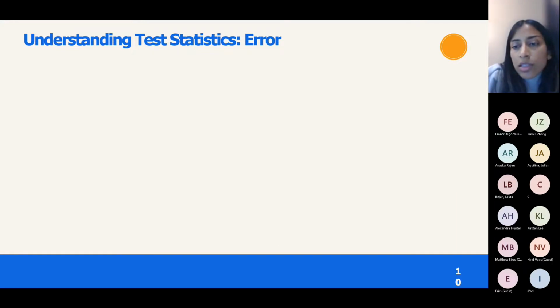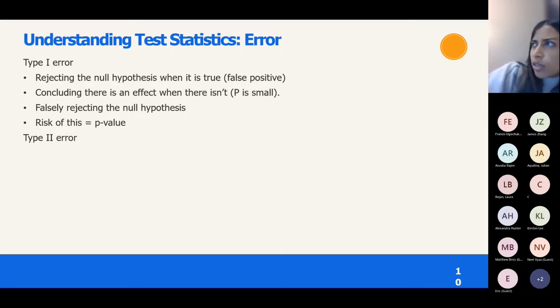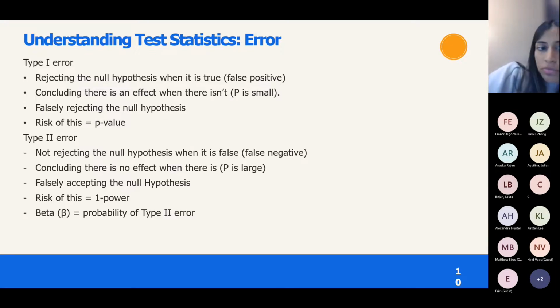So let's continue on, talk about error. The types of error that we're going to talk about are type 1 error and type 2 error. So type 1 error is when you reject the null hypothesis when it's true. So basically you're saying that there is an effect when there isn't, and that's a false positive. So when you falsely reject the null hypothesis, that's a type 1 error, and the risk of this will be your p-value. So if you set an appropriate p-value, this type 1 error risk is reduced.